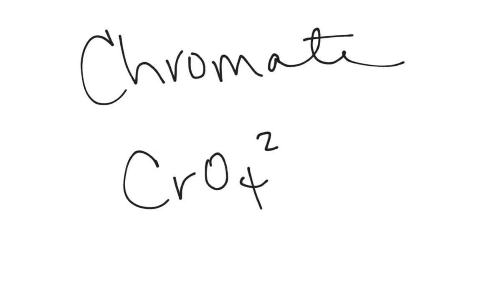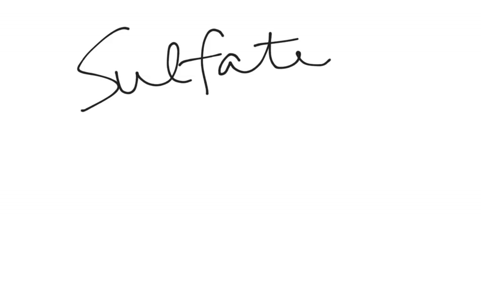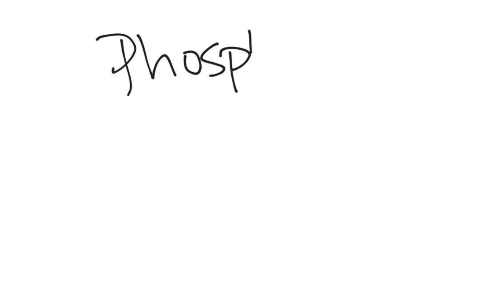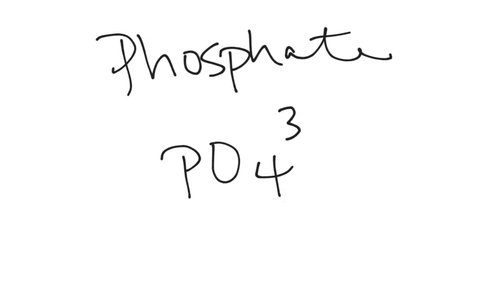Okay, our next one is chromate, and he is CrO4, 2-. Next one is sulfate, SO4, 2-. And phosphate, PO4, 3-.